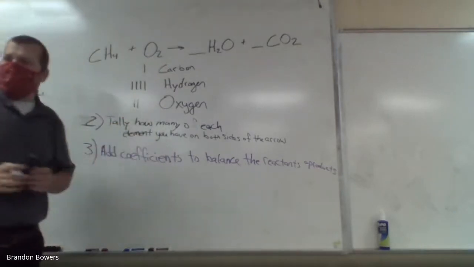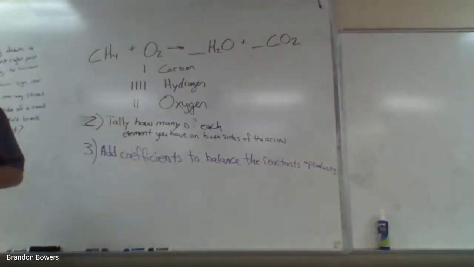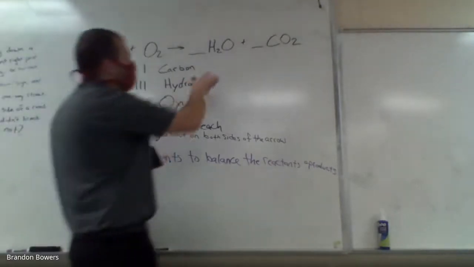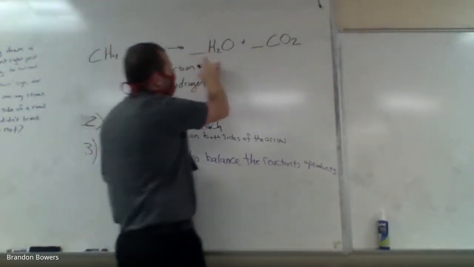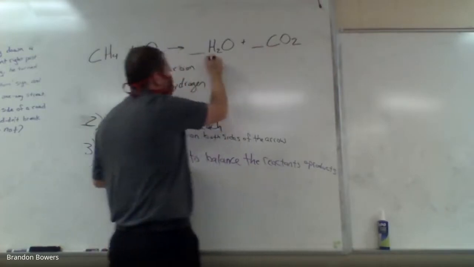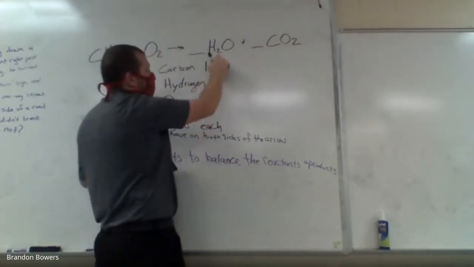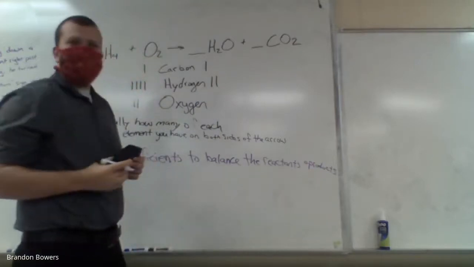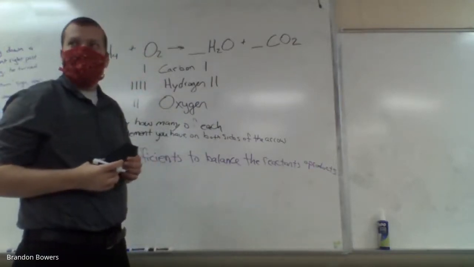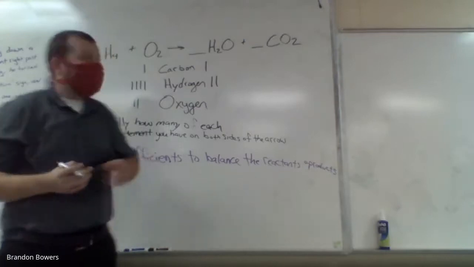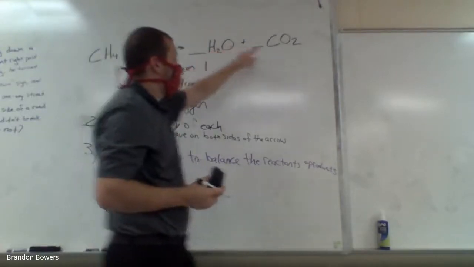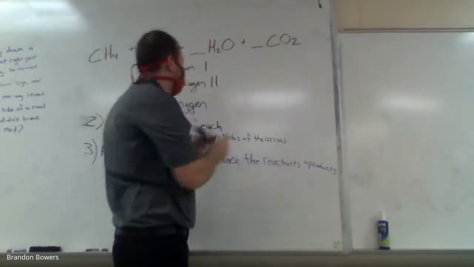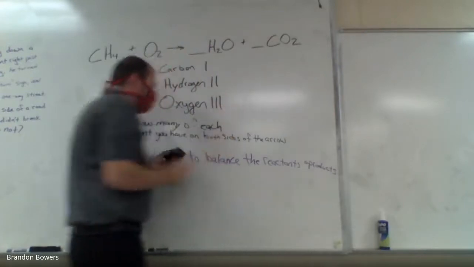Okay, does that part make sense? Good on that? All right, on the right-hand side of my arrow, I have 1 carbon. Hydrogen, I have 1, 2, 2. Oxygen, how many oxygens do I have on the right side of my arrow? I have 3. I have 1, 2, 3. So I have 3 oxygens. All right, so I'm done with step 2.